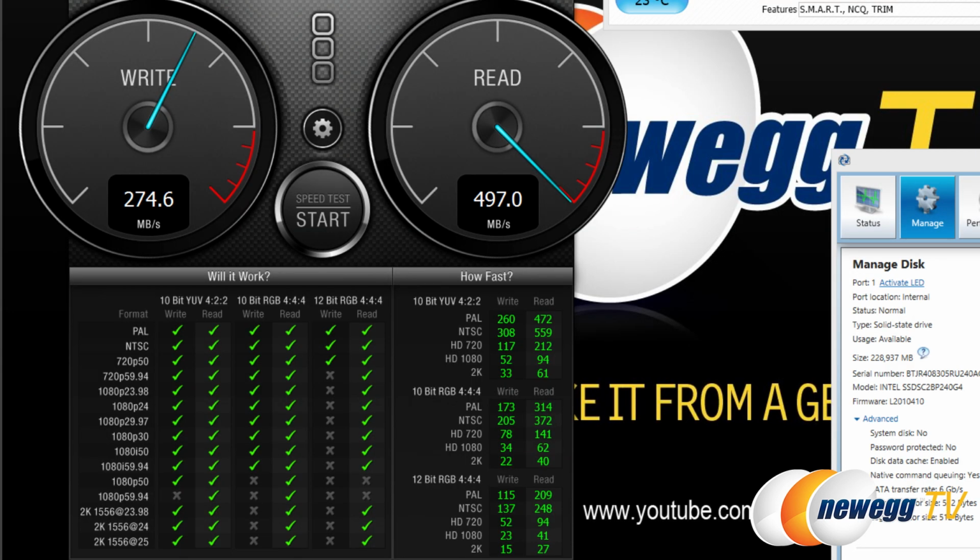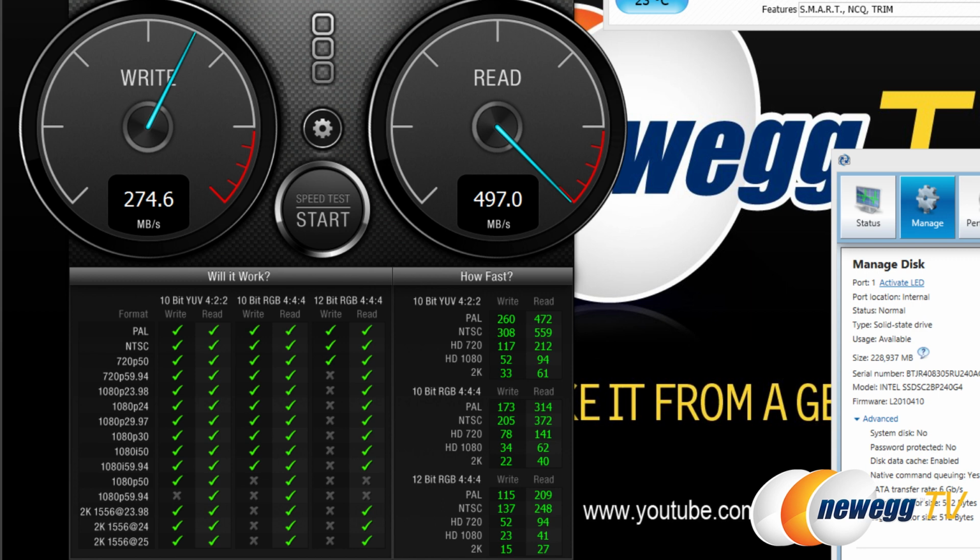Now, finally, we're on to Blackmagic Design's Disk Speed Test. You can see with the reads and writes here, we're looking at 274 megabytes per second on the write and 497 megabytes per second on the read. And you can see it's actually giving us all the check marks on which this drive would be okay to use for your video editing system. Looks like we can get all the way up to 2K resolutions, 1556 at 25 frames a second.